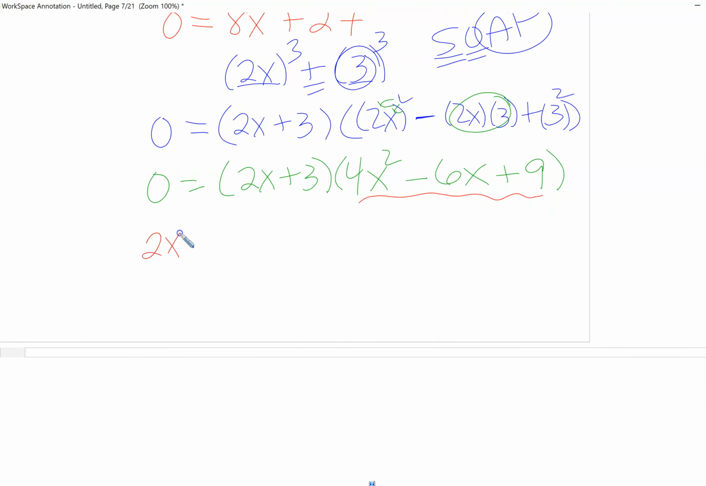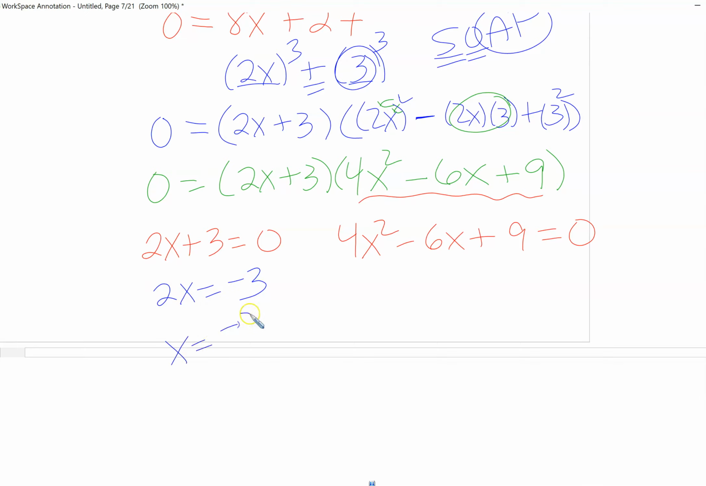So either 2x plus 3 equals 0, or our 4x squared minus 6x plus 9 equals 0. On the first one, we can use our basic algebra of subtracting 3 and dividing by 2, which gives us negative 3 halves as a 0. But on this trinomial, we then again have to use our quadratic formula.